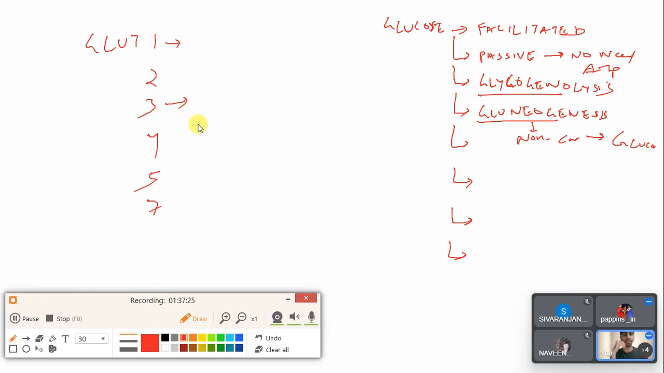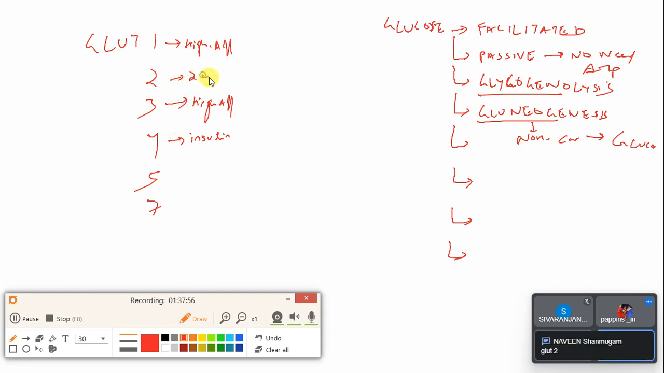Now, which GLUT gets activated by insulin? GLUT4, insulin mediated. Now which does the two-way transfer? Fructose transporter. You can remember this by GLUT5. 5 means fructose. So that's fructose, right?